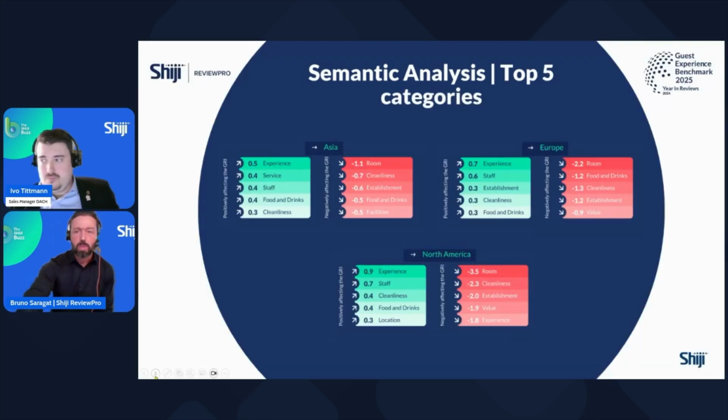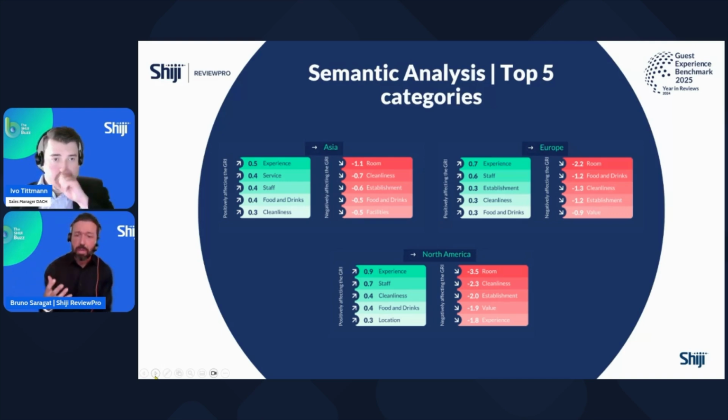There is another thing that Ivo and I want to show you, and it is the fact that we can delve into the data even more. Given that we can combine semantic analysis and GRI, we can see the correlation between the most impactful categories in terms of the ability of pulling the GRI down or pulling the GRI up, and if we compare different regions, we see striking differences. Asia is the best performing market in the world, and you can clearly see why: though there are negative categories, these issues are far less impactful than the same issue in Europe, like room, that is pulling the GRI down potentially by 2.2 points, or in North America, even more.